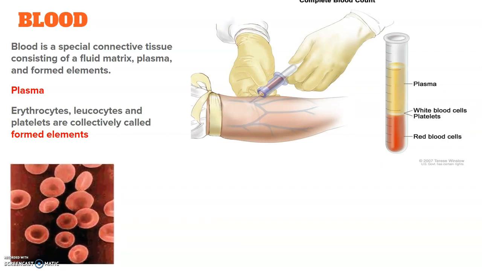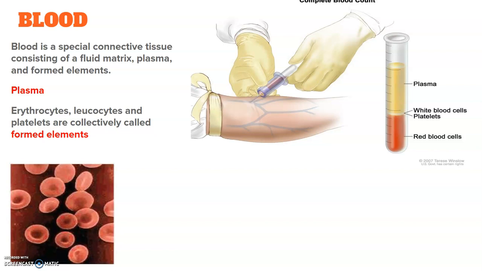We know that erythrocytes, leukocytes and platelets are collectively called formed elements, and they constitute nearly 45% of the blood. Erythrocytes, you can see the picture here. Erythrocytes or red blood cells are the most abundant of all the cells in blood, and in a healthy adult man, on an average 5 million to 5.5 million RBCs per cubic millimeter of blood are there.